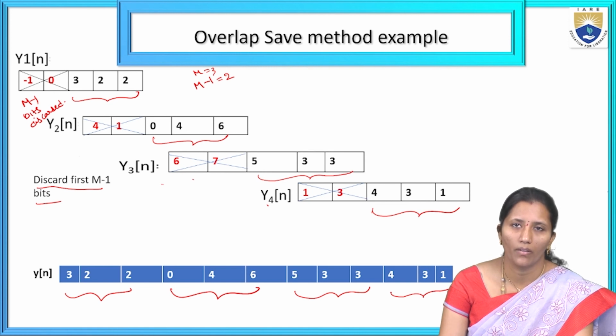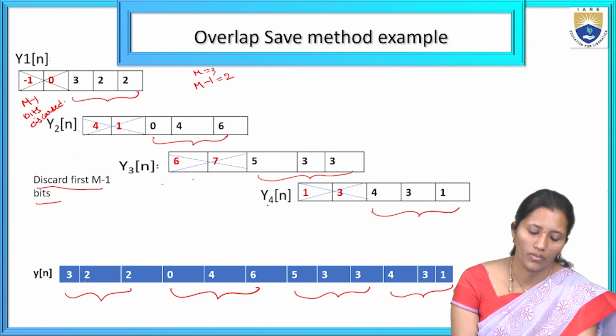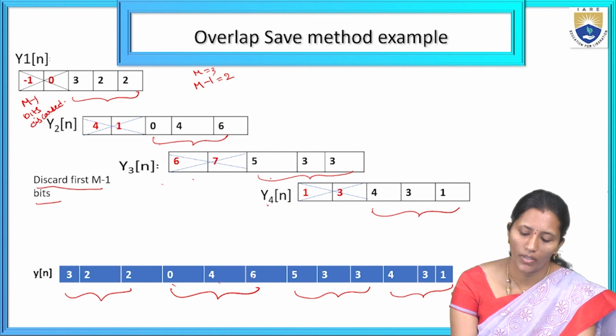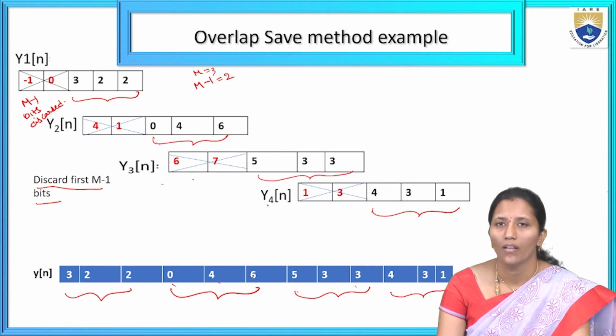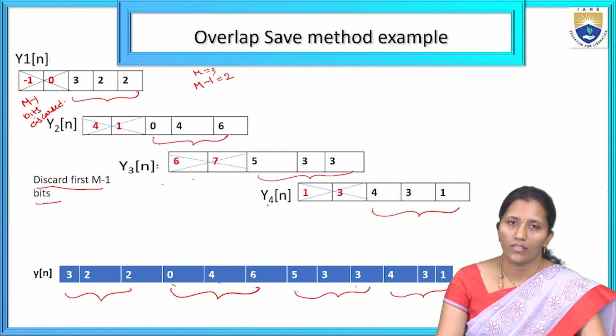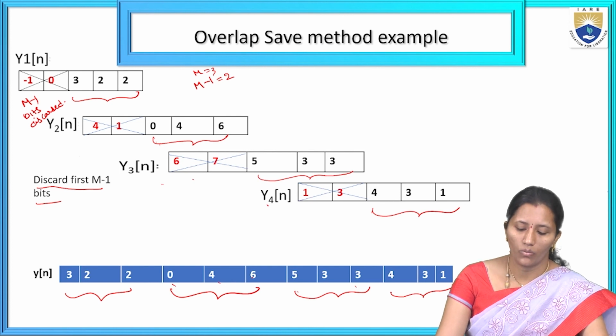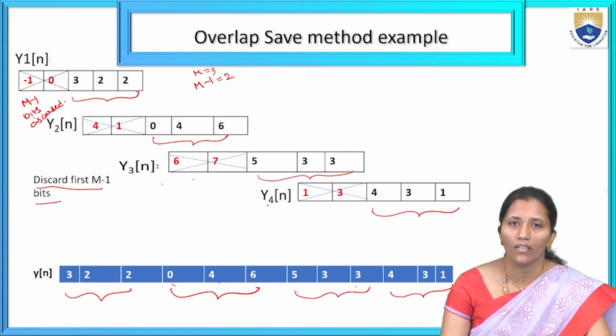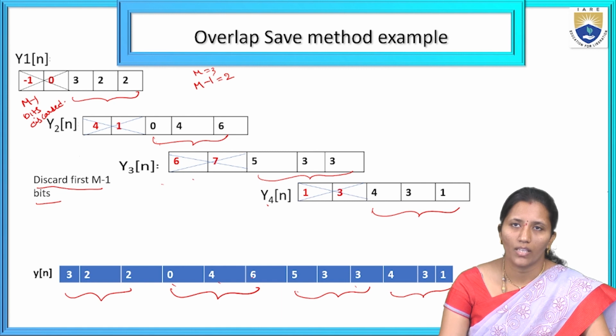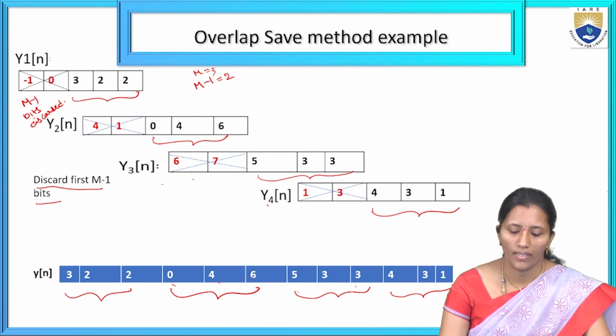So y1 of n, y2 of n, y3 of n, y4 of n, and the remaining L bits will come to the y of n. So 3, 2, 2. The remaining bits from y2 of n are 0, 4, 6, and the remaining bits are 5, 3, 3, and the remaining bits of y4 are 4, 3, 1. So the final output response y of n is 3, 2, 2, 0, 4, 6, 5, 3, 3, 4, 3, 1. This is by using the overlap save method.